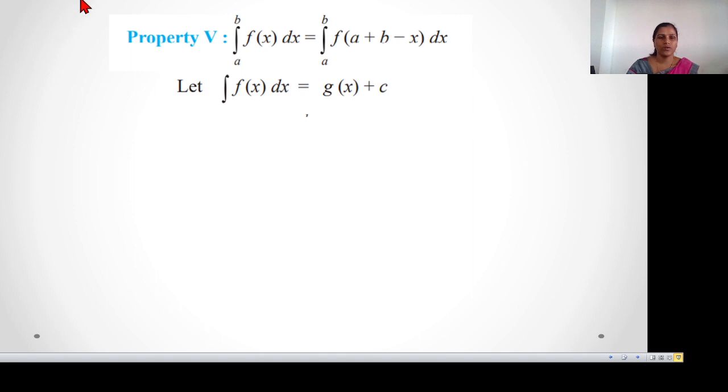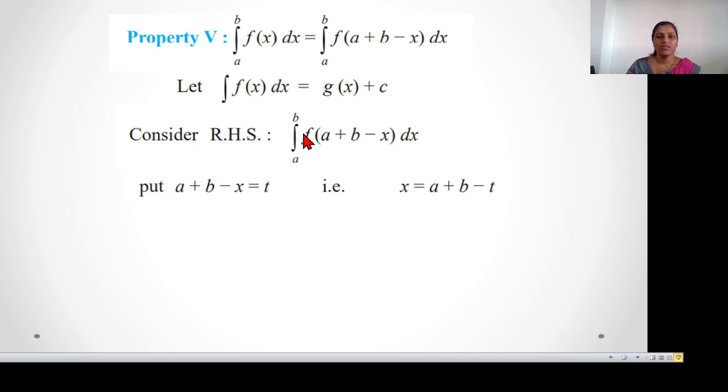Now let us prove this property. As usual, let the integral of f of x dx be equal to g of x plus c. Then we will solve the RHS first. Consider the RHS of this statement. Then we will solve this by substitution. So we put a plus b minus x equal to t. So the value of x will be a plus b minus t. Then we differentiate this term, so dx is equal to minus dt.